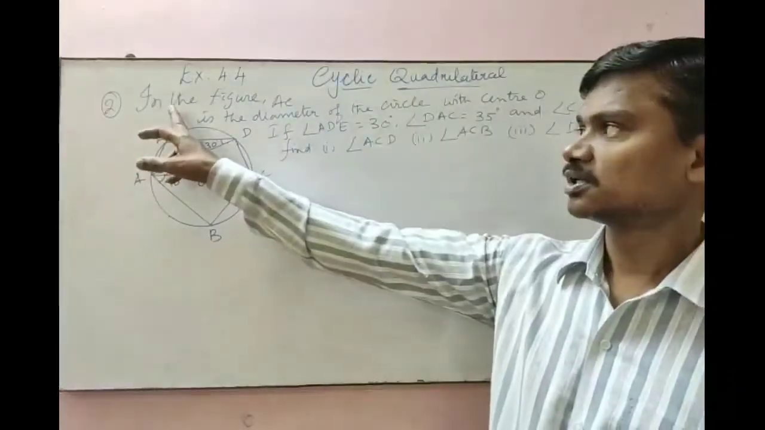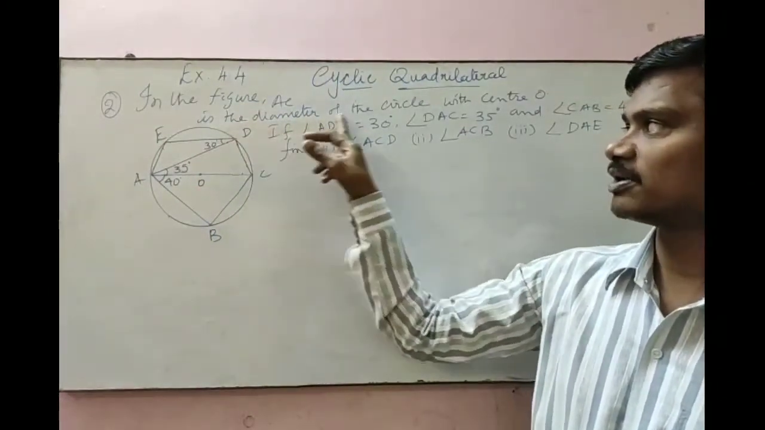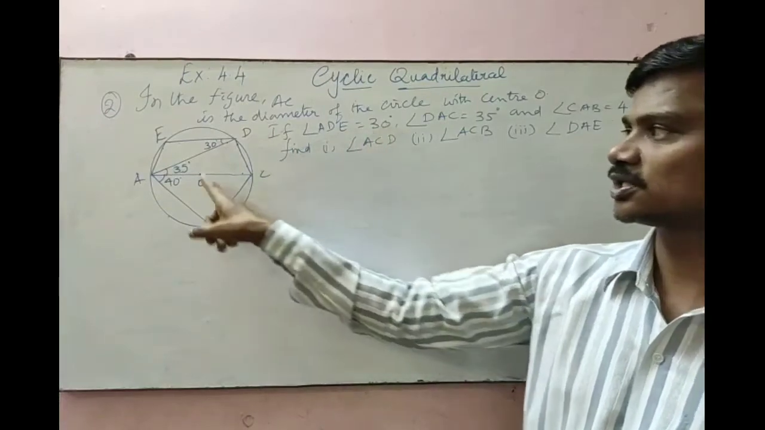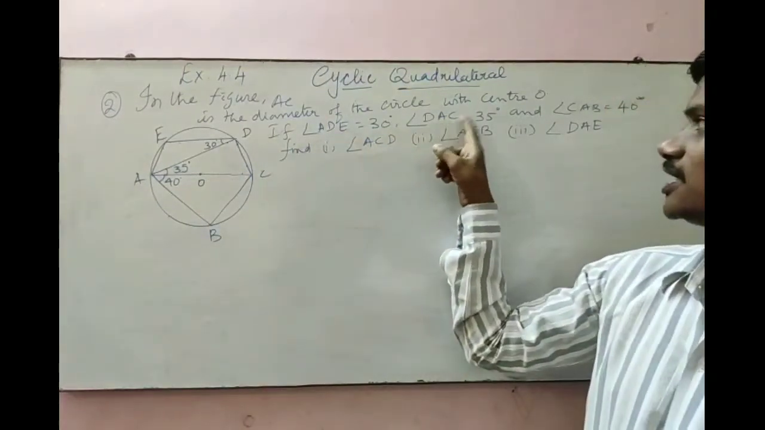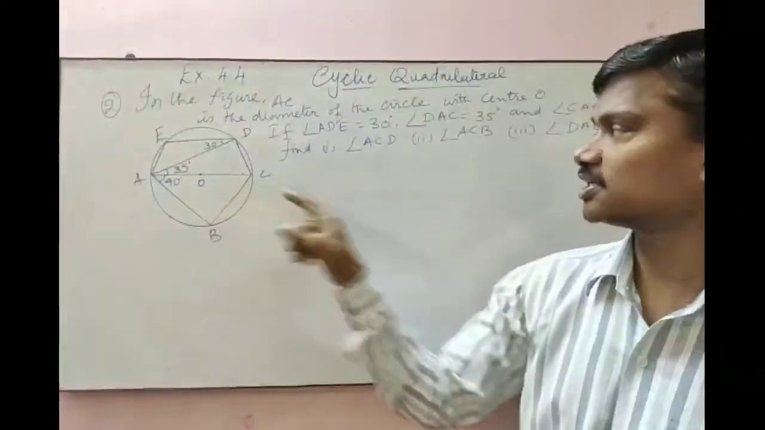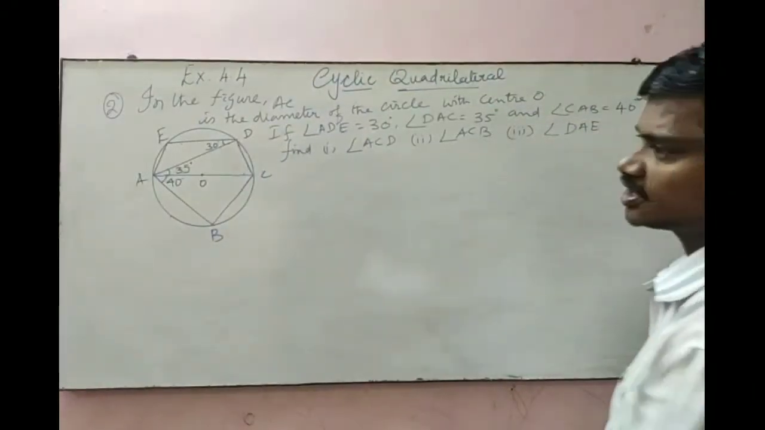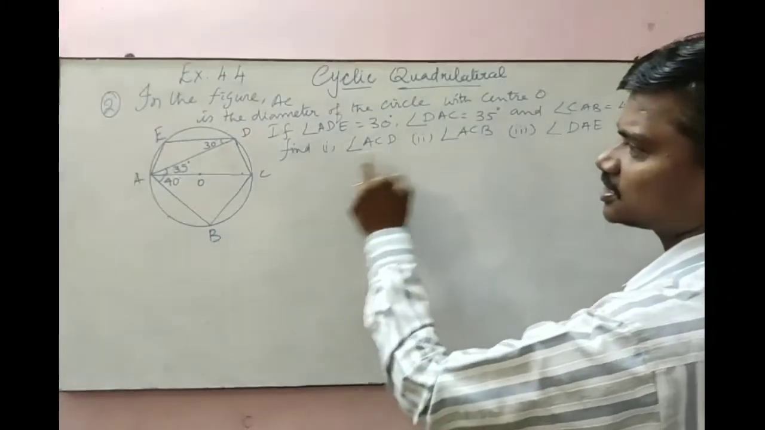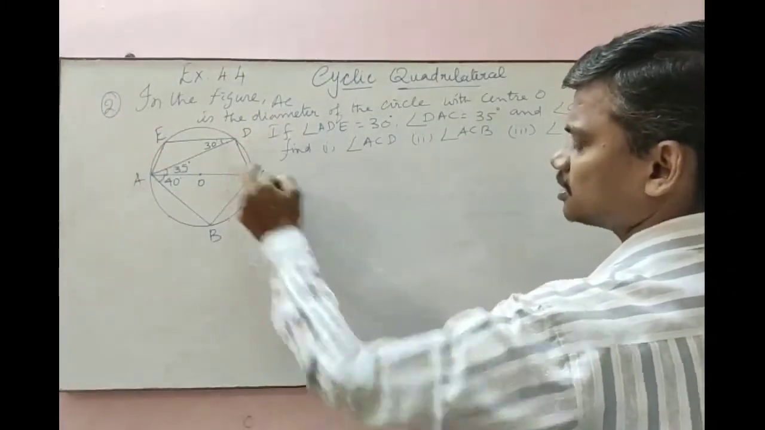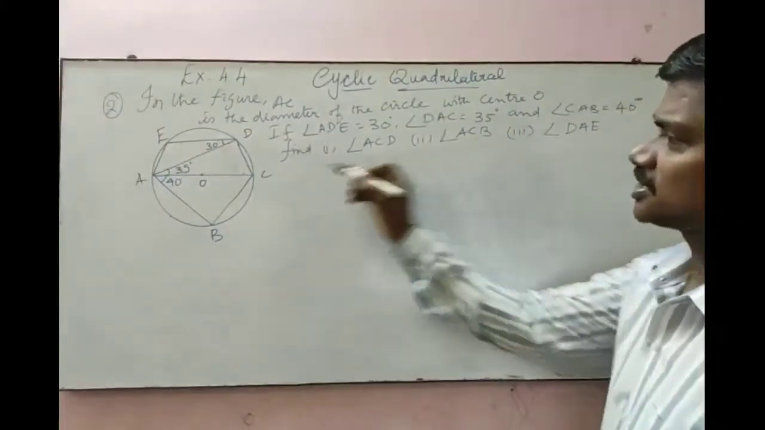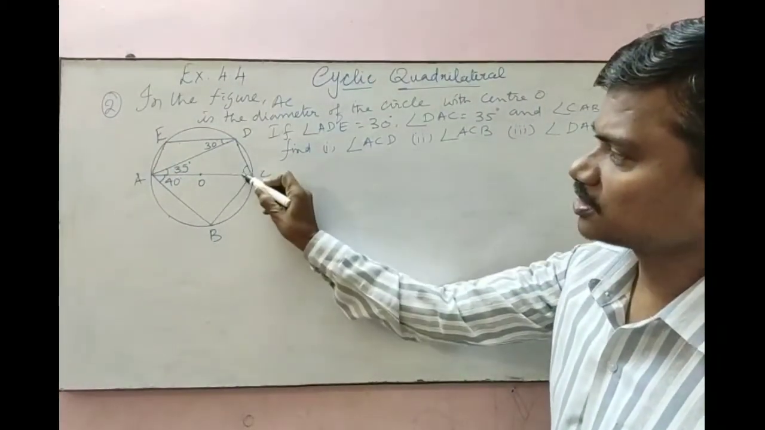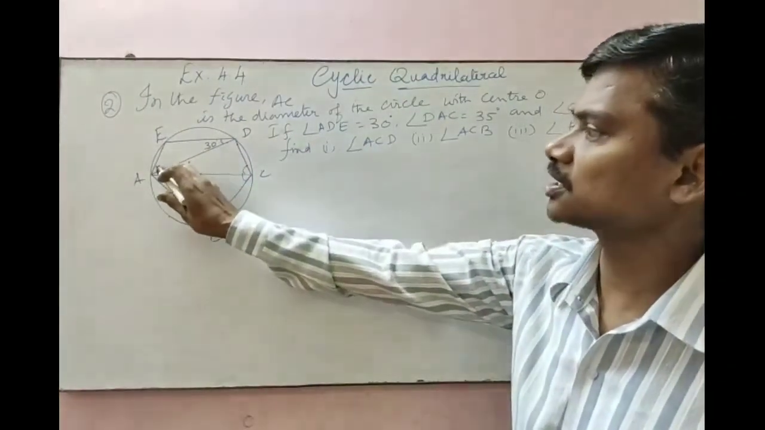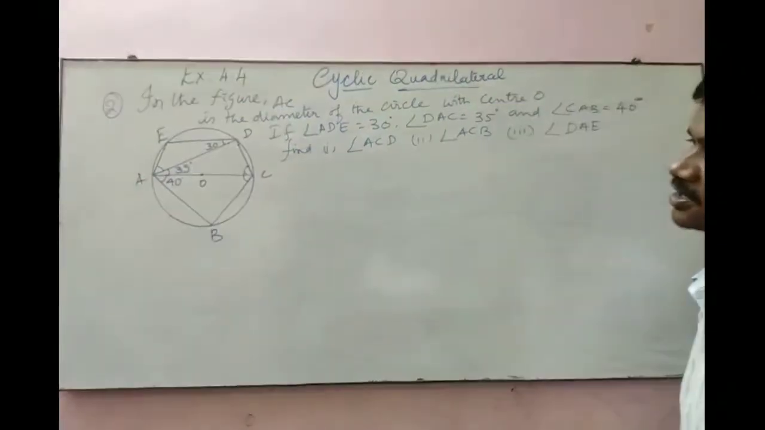Next, in the second sum, in the figure, AC is the diameter of the circle with center O. Angle ADE equal to 30 degrees, and angle DAC is equal to 35 degrees, and angle CAB equal to 40 degrees. Then you have to find angle ACD, angle ACB, and then angle DAE. We have to find these three angles.